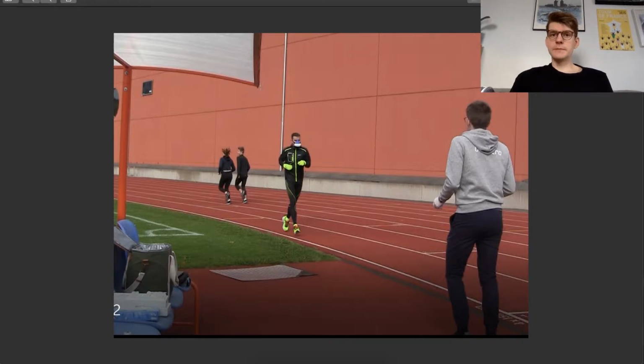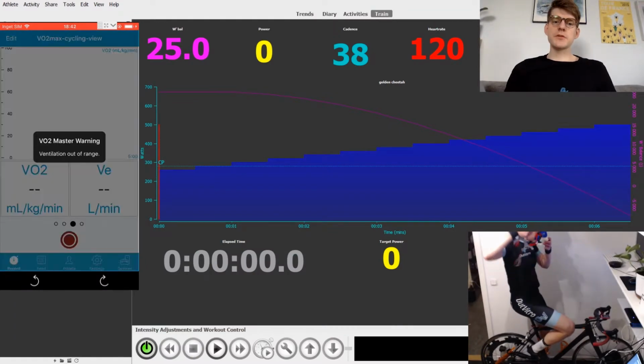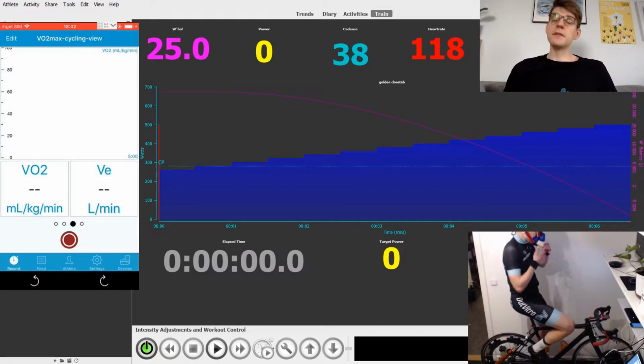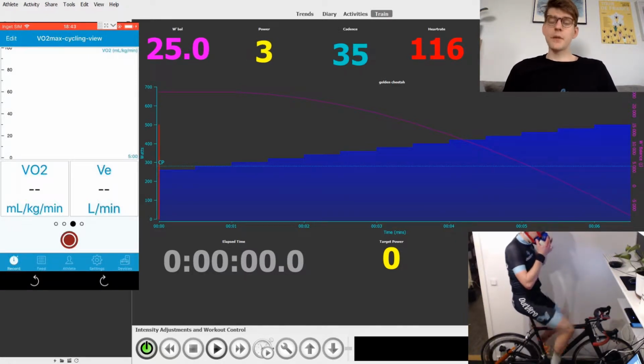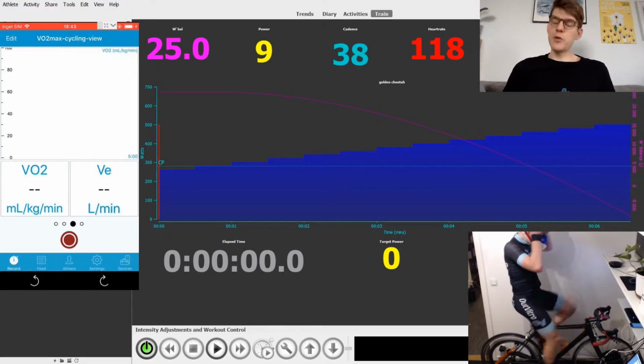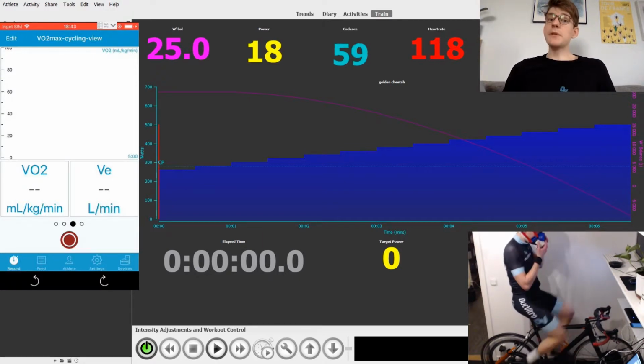In this demonstration of a VO2 max ramp test protocol, I'm using myself as the subject, taking no shortcuts here in the production. After getting comfortable on the bike and a few minutes rest after that, I'm ready to go. I'm taking on the mask.